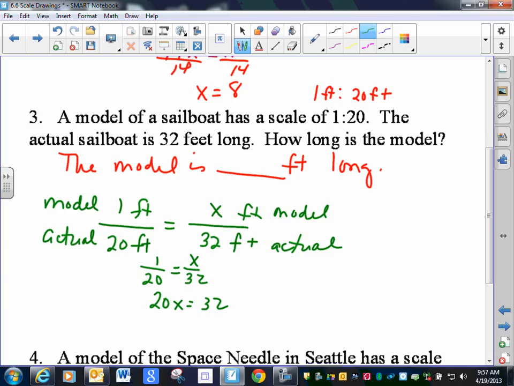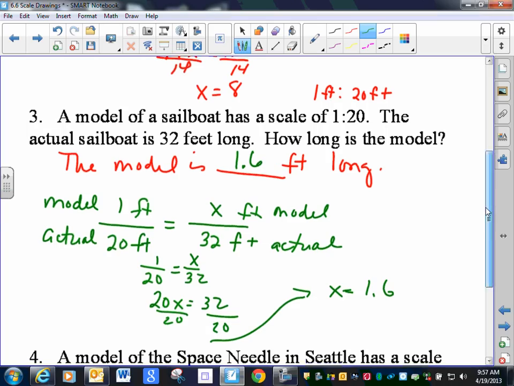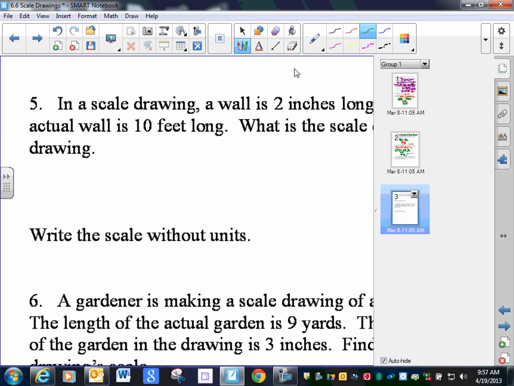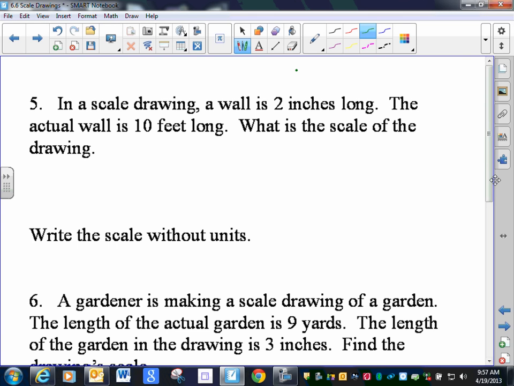20x equals 32. Divide both sides by 20. I'll go up over here, hop on my calculator. 32 divided by 20 is 1.6. So now I got to go back up and see what I was answering. The model is 1.6 feet long. So the model is not very long compared to the actual sailboat. Let's see what we have here. Actually, I think you can do this one on your own because it's just like the last one. And you can do number 5.